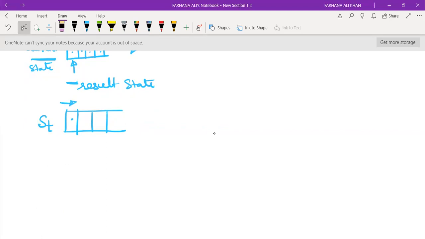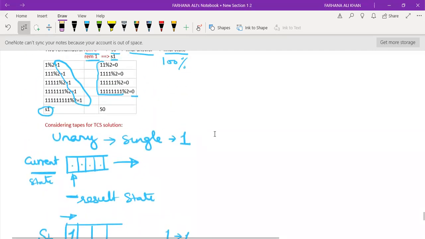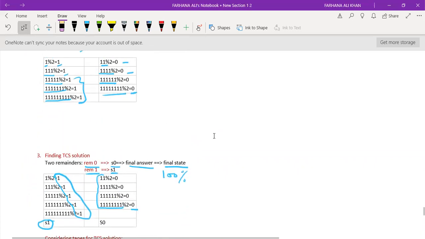At the end, below the tape, we are going to write the resultant state. Here, as this is a unary number system, we will take the first unit, that is 1. This number 1 in the unary number system is the decimal number 1. When decimal number 1 is divided by 2, what was the output? The output was the remainder 1.